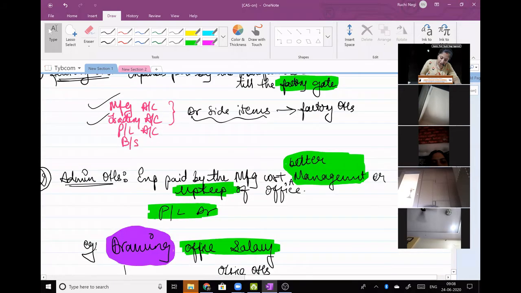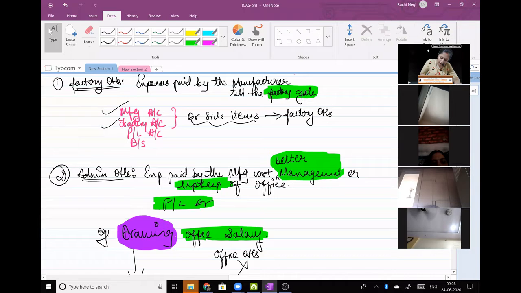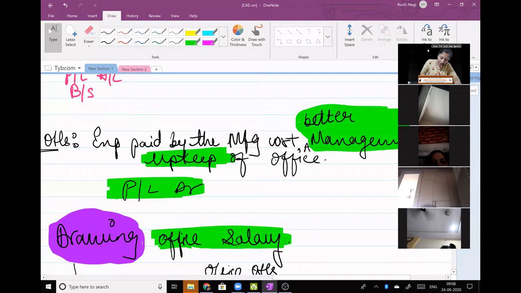Now admin overheads, what did I say? Expenses paid by the manufacturer with respect to better management or upkeep of the office is known as admin overheads. Admin overheads is nothing but your P&L account debit side items. Just connect it with financial accounting. It is your P&L account debit side item. Fine.